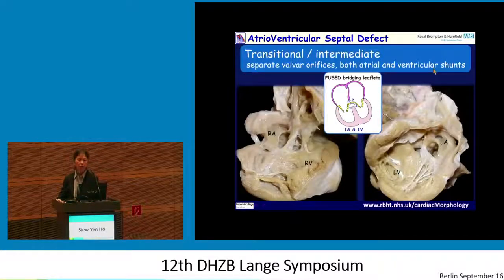And this is a so-called intermediate or transitional type, whereby there is fusion between superior and inferior bridging leaflets, but it's not an ostium primum type of configuration, because you have not only an interatrial hole here, you also have an interventricular hole underneath the level of the leaflets. This is seen from the right side, and here from the left side, interatrial, interventricular levels of shunting.